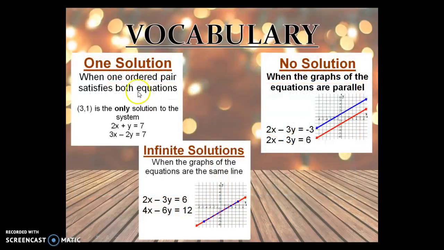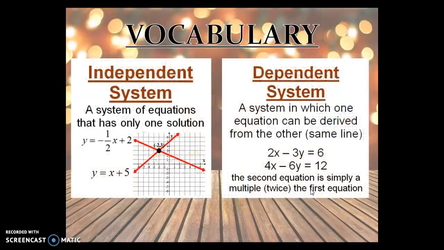One solution, meaning it only crosses through one time. Infinite solutions means it crosses through infinity amount of times. No solution means the lines are parallel and they never ever cross.